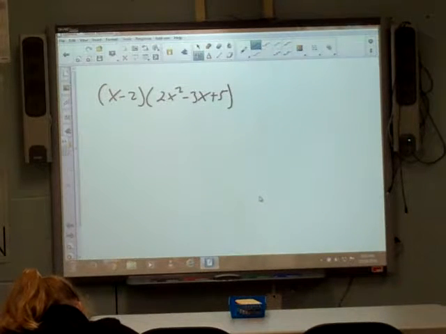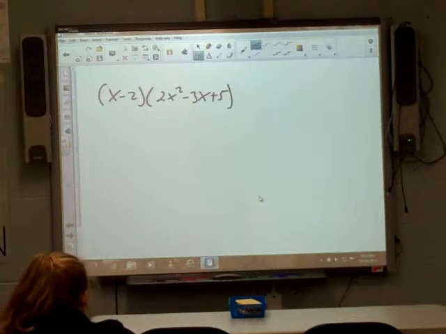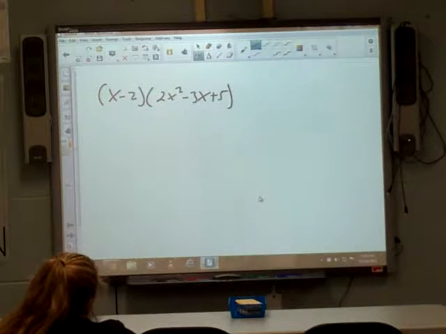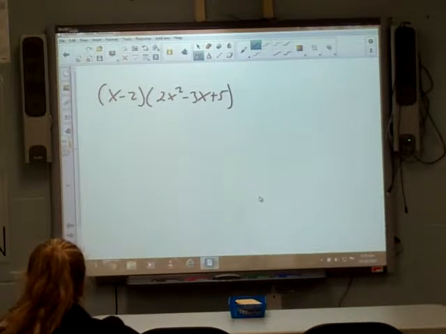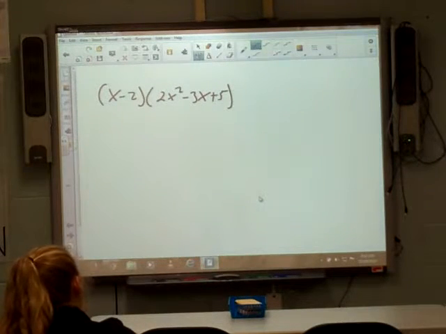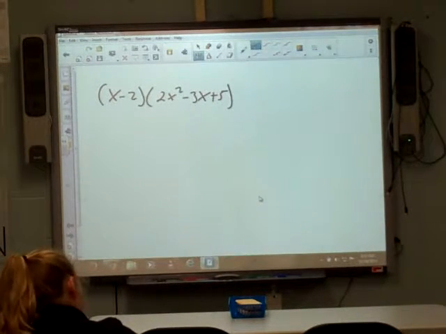If this had been a binomial times a binomial, I without a doubt would be foiling. But it's not. It's a binomial times a trinomial. You can't FOIL when they're both not binomials. Because that second one's got 3 terms, it's a trinomial. So option number 1, the way I have it written, I'm just going to use distributive property.